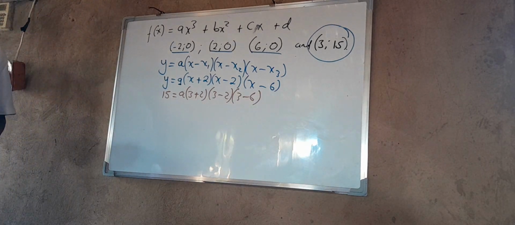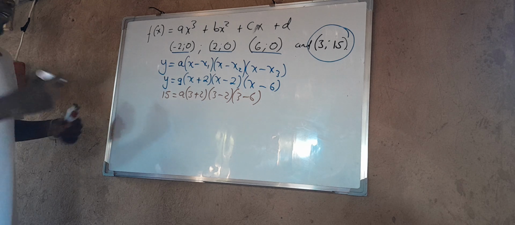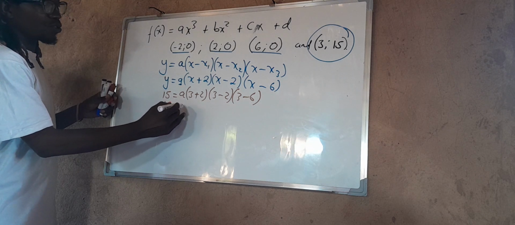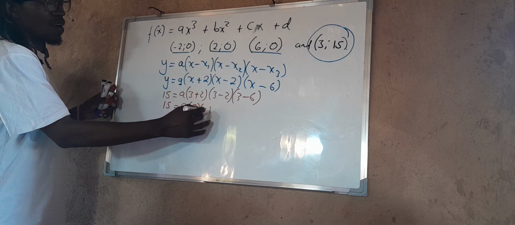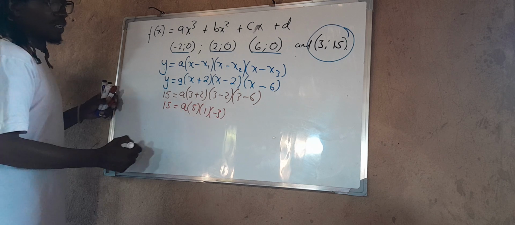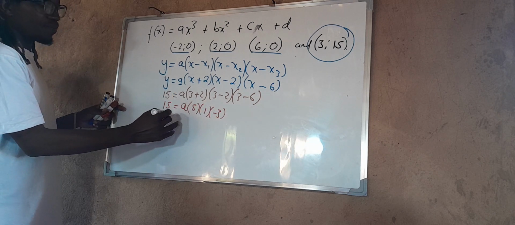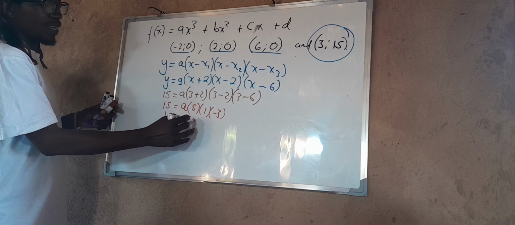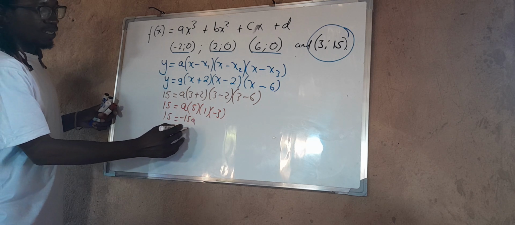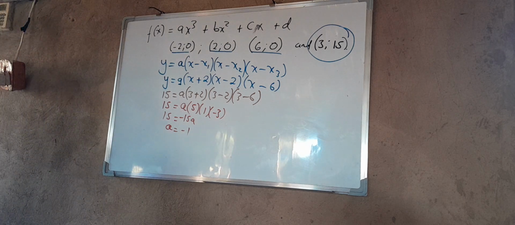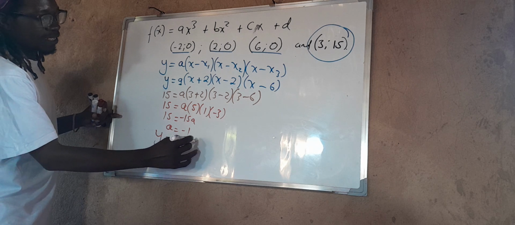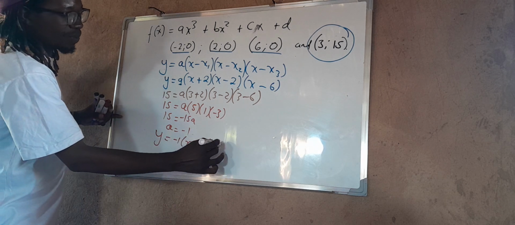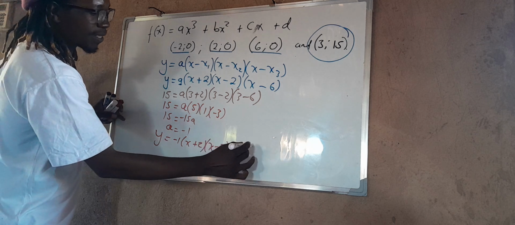Is there anyone that is not finding this? So we are going to solve for a, right? So 15 equals a times 5, and this is 1, and this is minus 3. If you multiply this, we get negative 15a. So it means that our a equals negative 1. So y equals -1(x + 2)(x - 2)(x - 6), right?